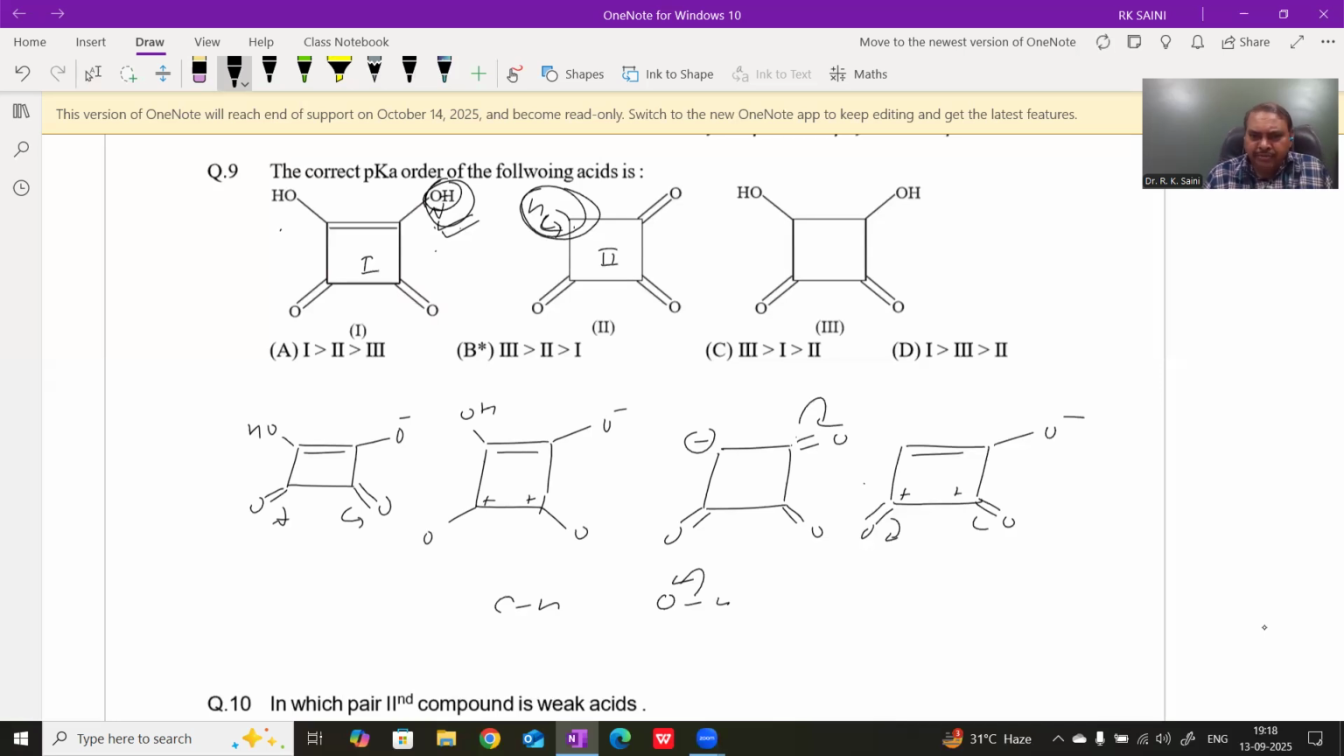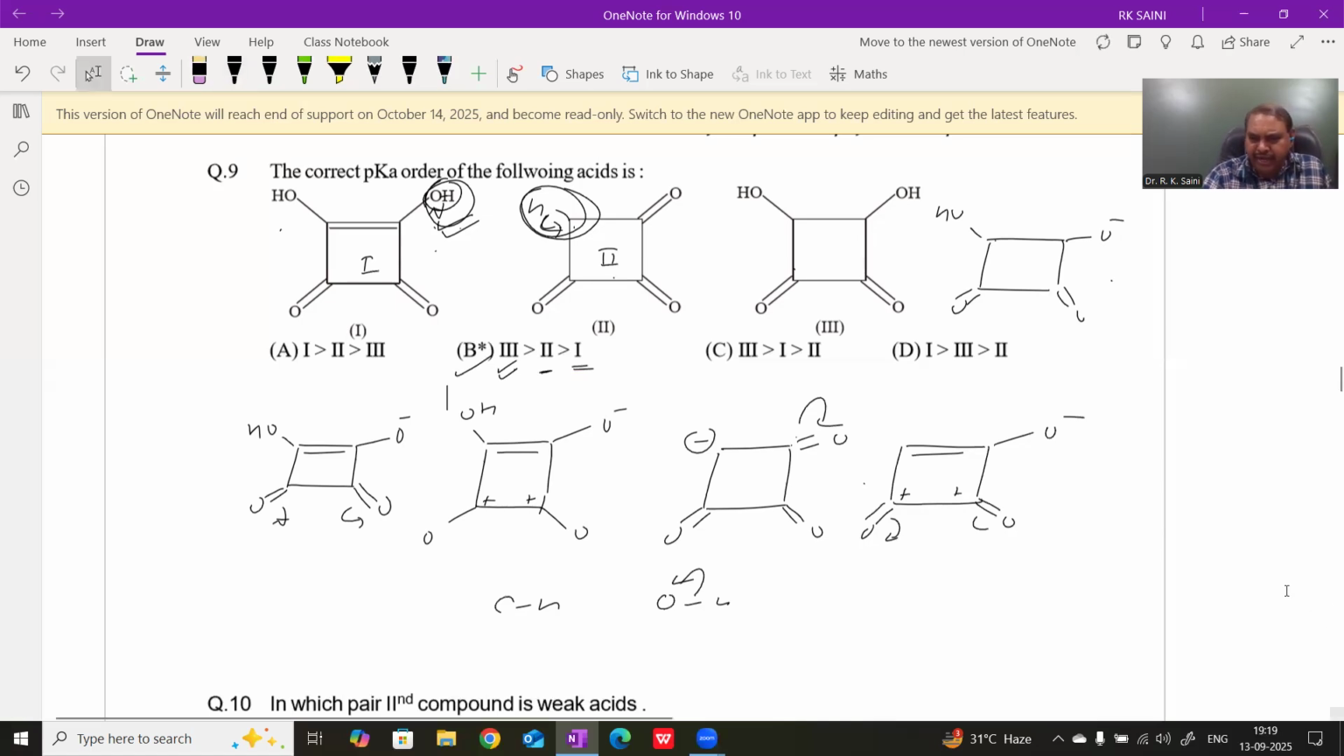In compound third, no resonance is there in its conjugate base. It means it is least acidic, and hence its pKa is highest in third, then somewhat lower in second, and lowest in the case of first.